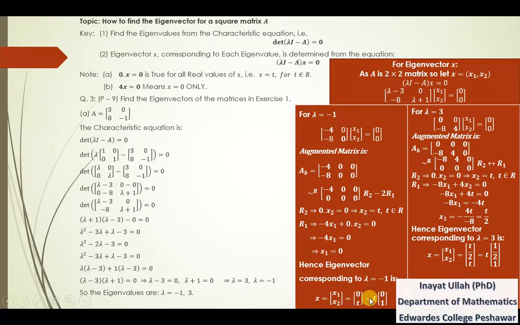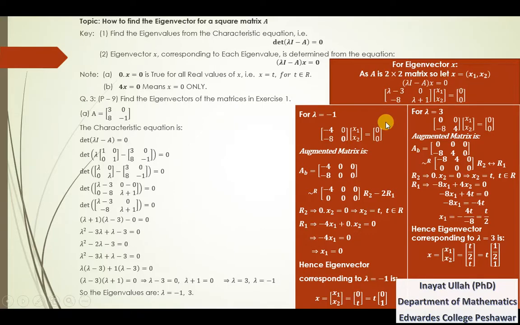So that is actually the eigenvector corresponding to lambda equal to -1. Now secondly, we need to find the eigenvector corresponding to lambda equal to 3. So replace lambda with 3 in this matrix equation. Whenever we replace lambda by 3 here, we will get 3 minus 3 = 0, then 0, then -8. Replace lambda by 3 here, so 3 plus 1 is 4, and that is equal to 0.